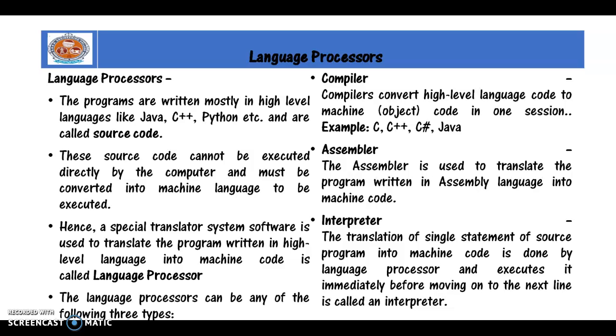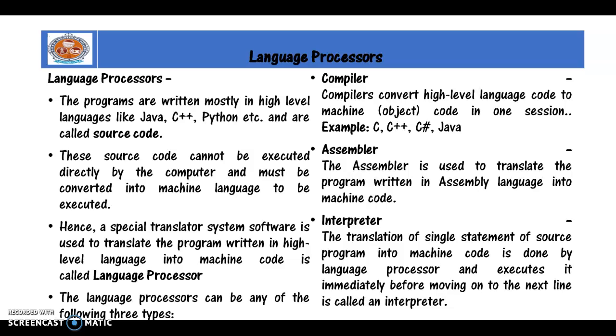And the code we write is known as source code, right? But the computer cannot understand the source code. So there must be some translator which helps in converting this source code into machine understandable code. That is known as a language processor, which will convert code written in a high level language into machine language. They are majorly divided into three types.